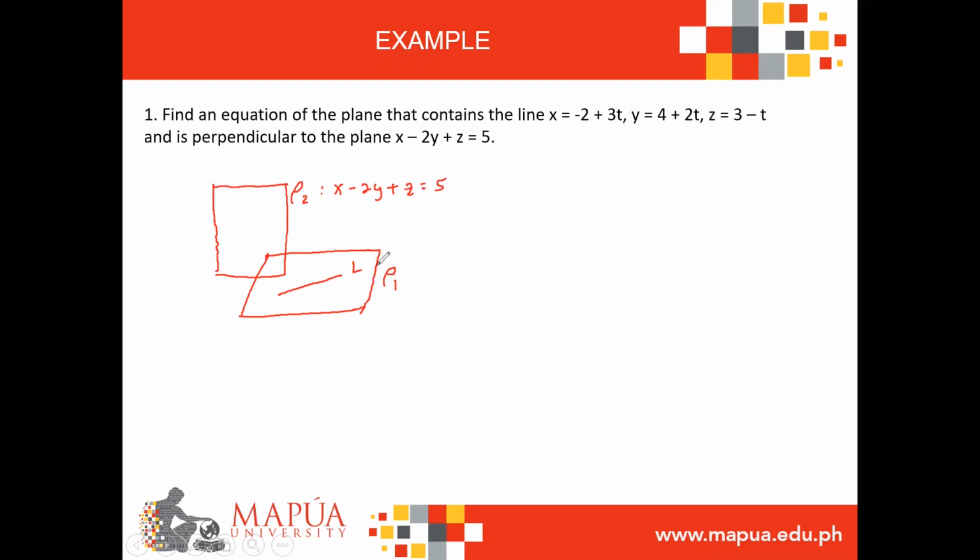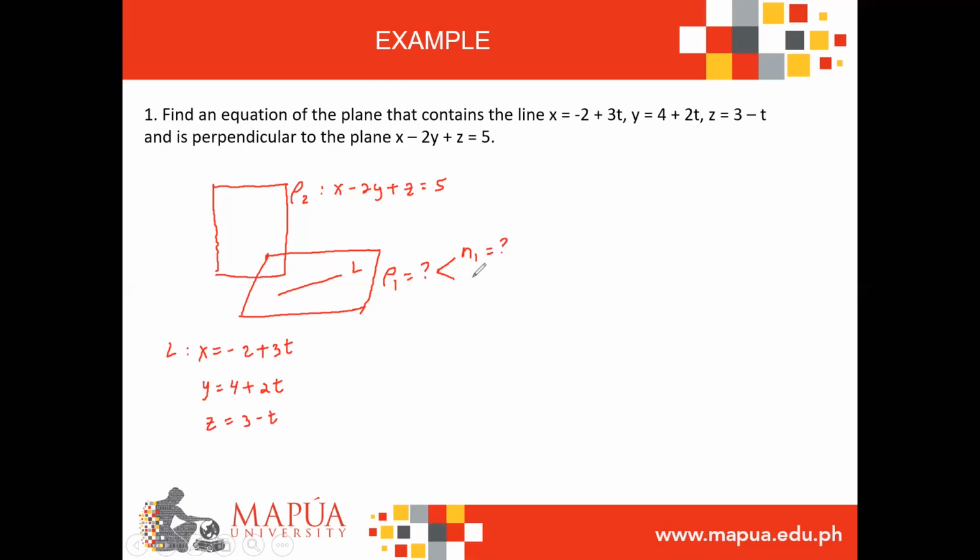Then for the other given here, the equation of line L, which is on your plane 1, we have the following equation, x equals negative 2 plus 3t, y equals 4 plus 2t, and z is equal to 3 minus t. Now, the unknown plane is plane 1. And in defining the equation of plane 1, we need to find its normal vector. Let us represent this as n1, which is unknown.